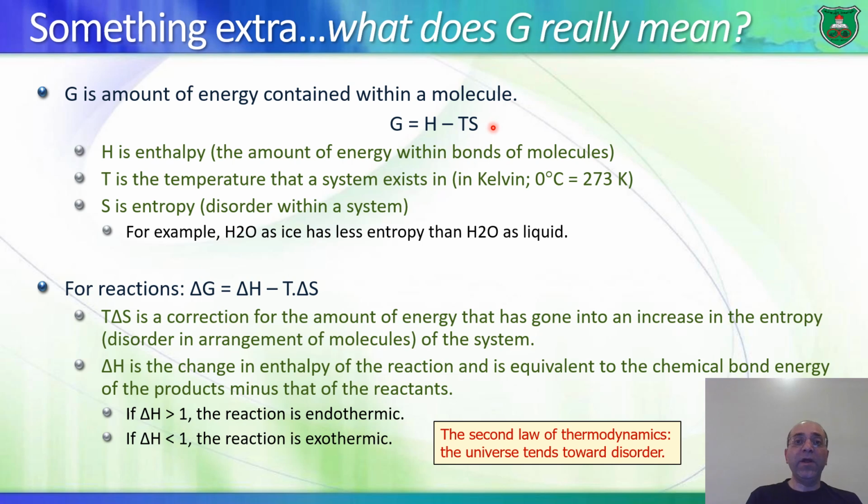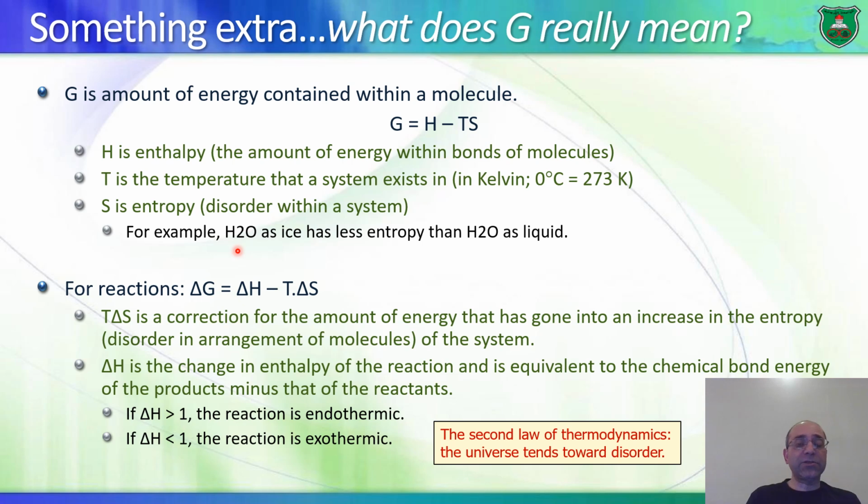So whenever the system is disordered, it means that G becomes lower. Whenever the system is disordered, not organized, the amount of energy that it has is lower than if it is ordered. So basically, whenever you have water as ice, it has less entropy than water in liquid form. So the G of water as ice would be higher than G of water in the liquid form.